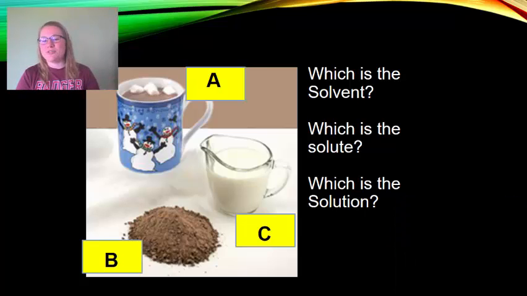You should have been able to identify that the warm milk is the solvent, the cocoa powder is the solute, and when the two are combined, you make a nice even mixture, which is our solution of hot cocoa.